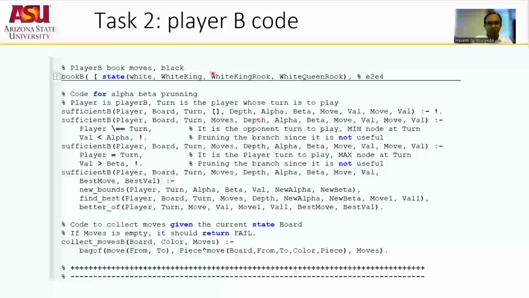Now the code for player B is provided. Similarly, you need to implement something for player A in case you want to make a move. And looking at this code, where you have the alpha and beta pruning for player B, you need to work out what it would be for player A.